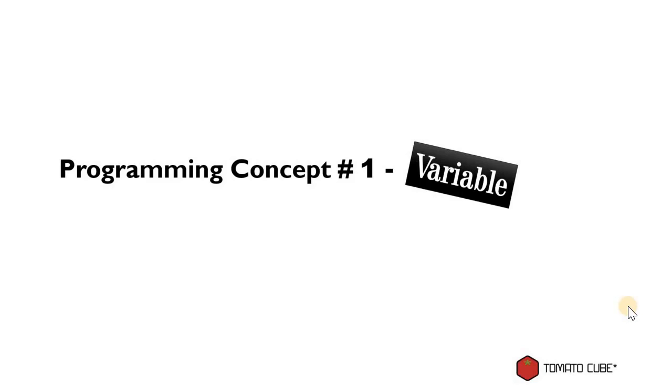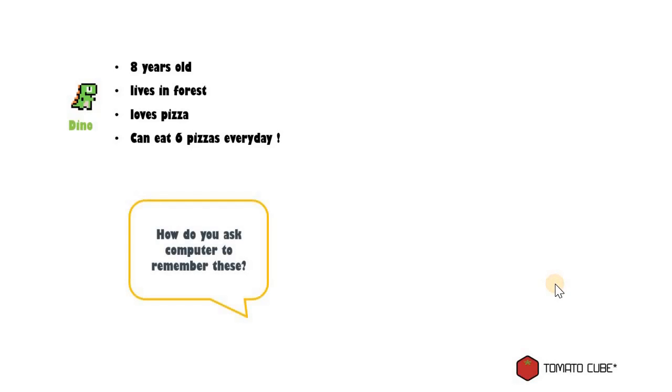The first concept we are learning today is called variable. And actually we use variables a lot in programming because that's how we ask the computer to remember things. So for example, I created a sprite character called Dino, and there is some information about Dino. Dino is 8 years old, and Dino is living in the forest, and Dino loves pizza. And Dino can eat 6 pizzas every day. So I would like to tell this information to my computer and let the computer store it. How do we do it?